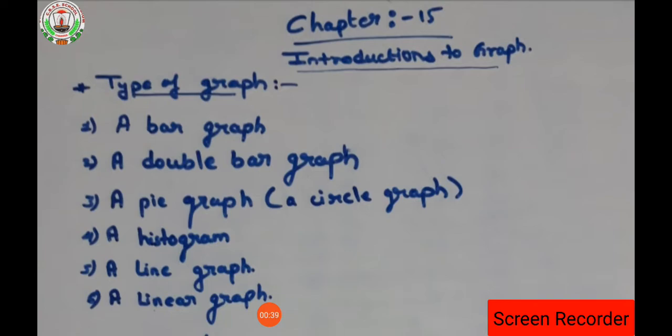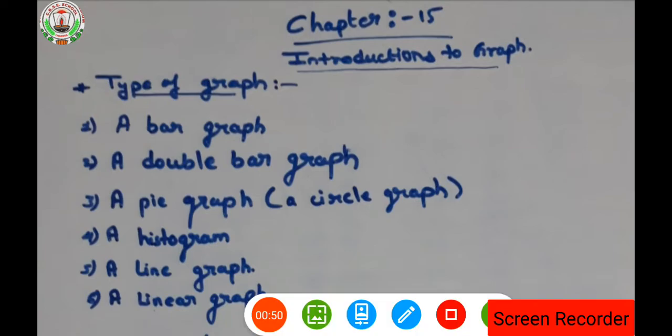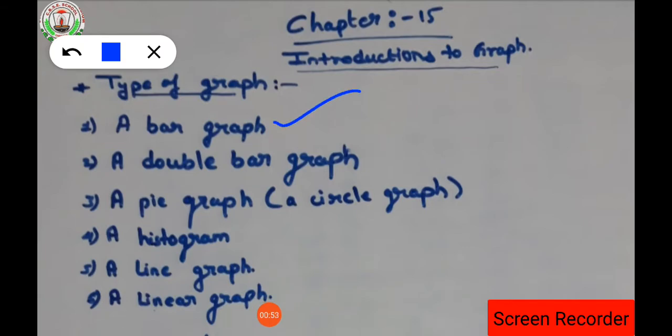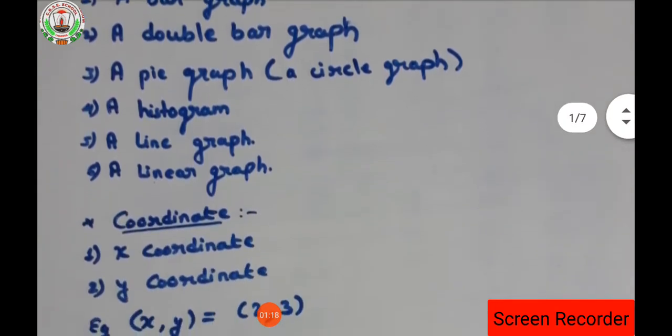Okay, now in this video we are going to see chapter number 15, Introduction to Graph. Here we are going to see mainly how to draw the graph. Students, in the previous class you had already studied a bar graph and a double bar graph. In 8th class you are going to study the pie graph, also called a circle graph or pie chart, the histogram, the line graph and the linear graph. These 4 are the new things which you are going to study in this chapter. One by one we are going to see the explanations of these graphs.